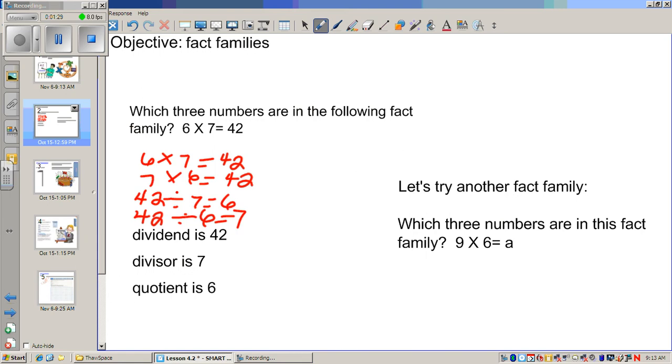It says, let's try another fact family. Which three numbers are in this fact family? It says 9 times 6 equals A. Now remember, when you come into class, I'd like you to bring what A equals, but also write down the fact family so it looks like this over here, okay? So write down those 4 problems so that you know how to do the fact families. All right, let's move on.